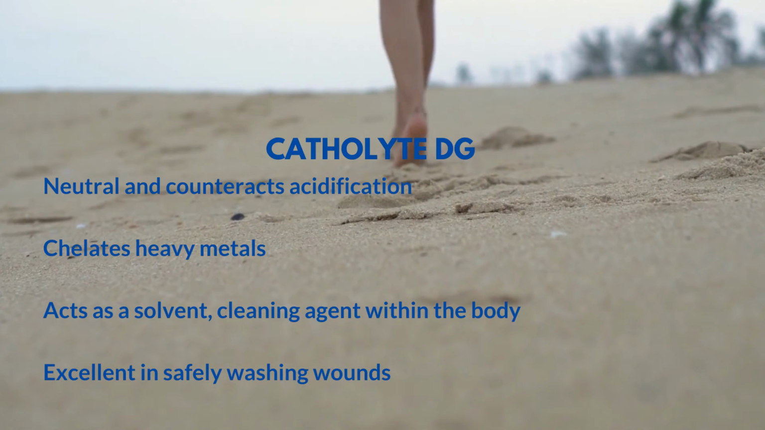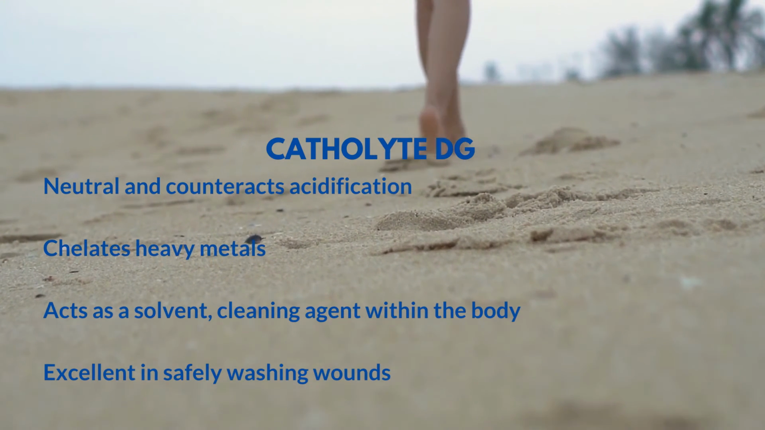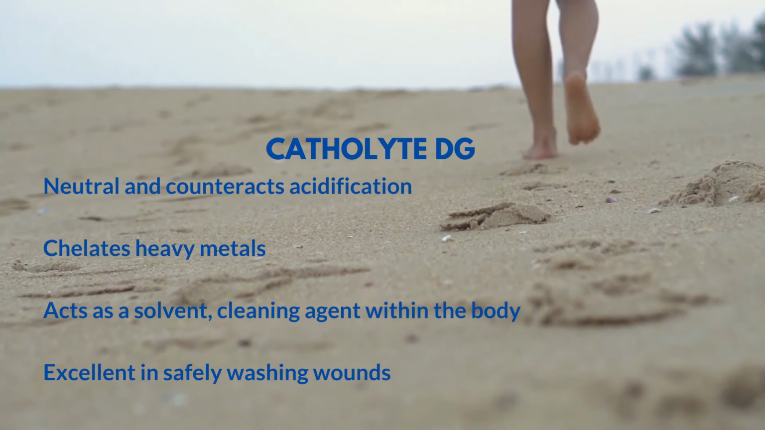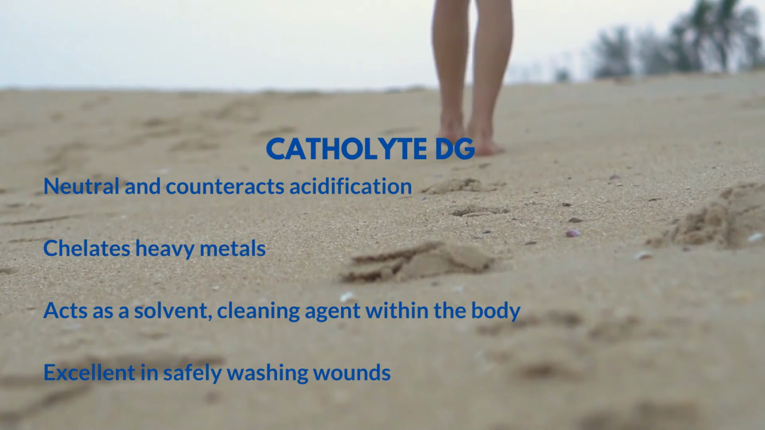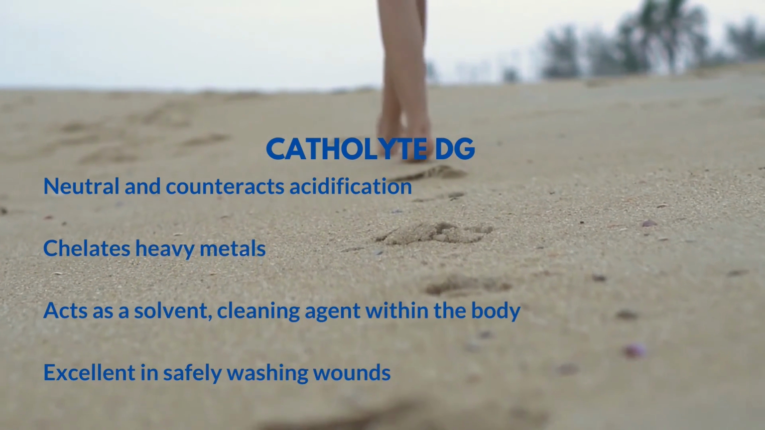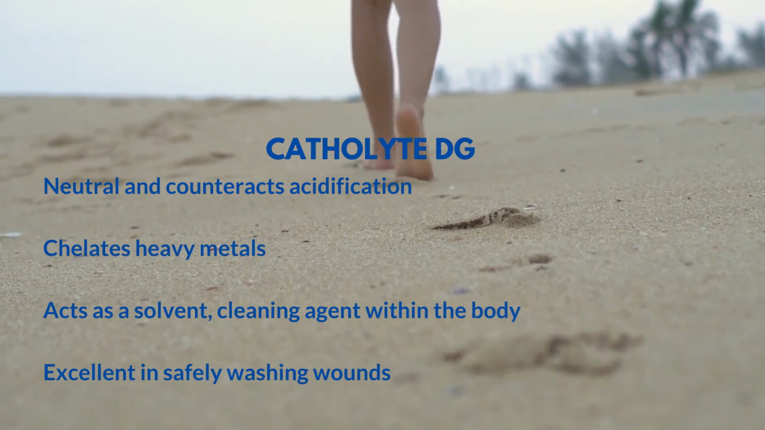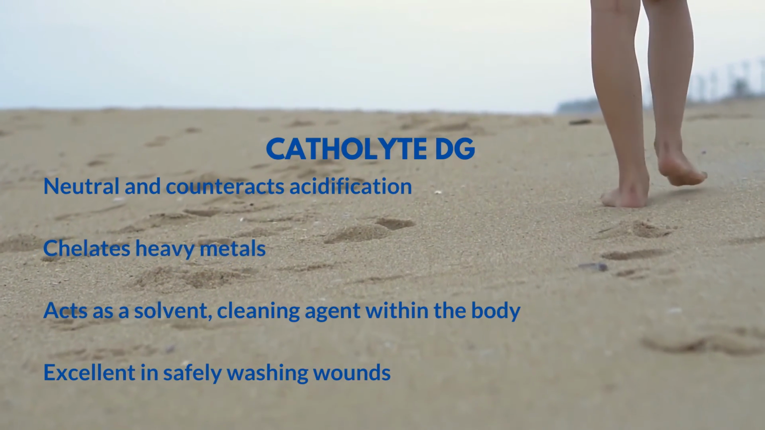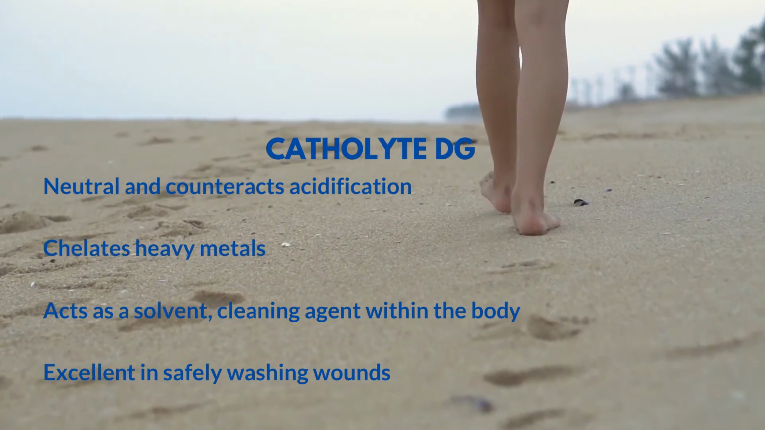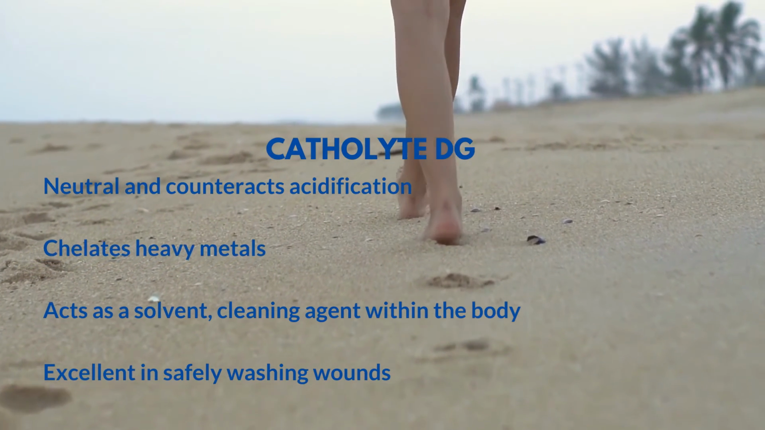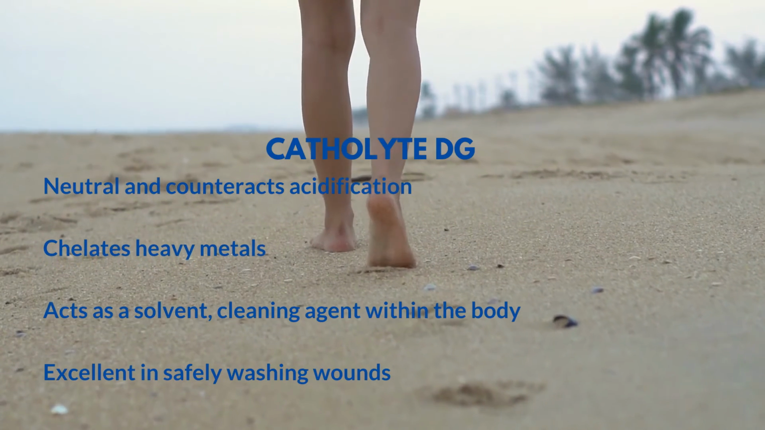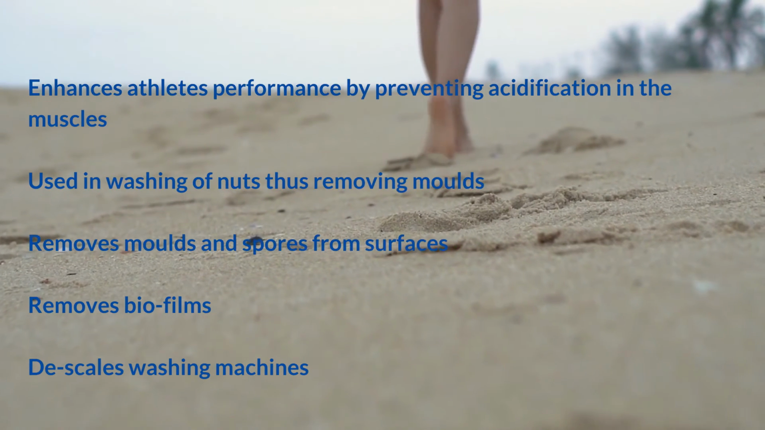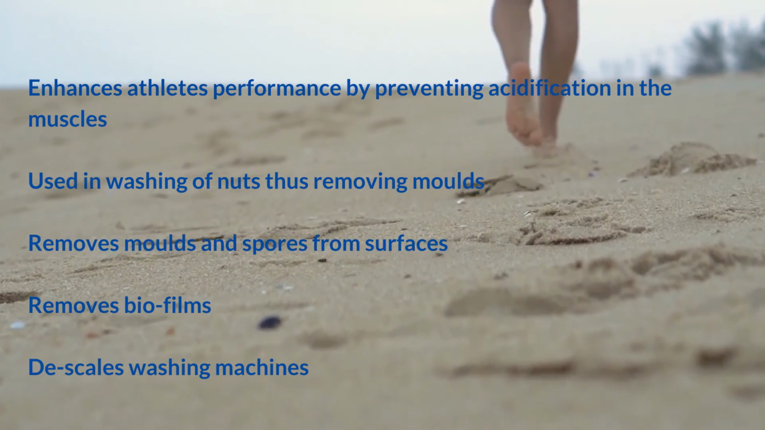Let's look at Catholite, the byproduct of Analyte. Catholite is neutral. It counteracts acidification within the body. It has been used very successfully to chelate heavy metals. As we know, the cell has an internal nucleus, which is covered by a sac containing what we call water, but it's slag. Around the cellular structure, Catholite is able to penetrate this barrier, which allows chelation of heavy metals to be done correctly and properly from a cellular level. Absolutely amazing. It acts as a solvent and a cleaning agent within the body as well. It's excellent in itself for washing out and flushing wounds.